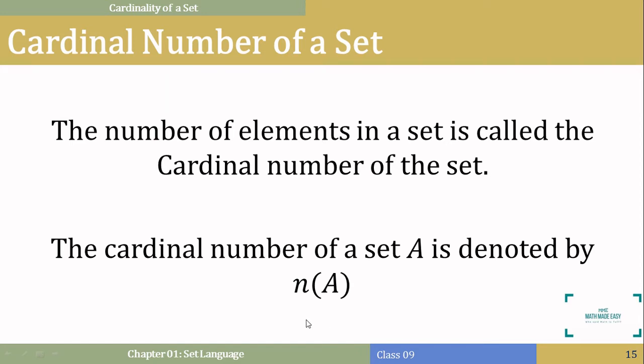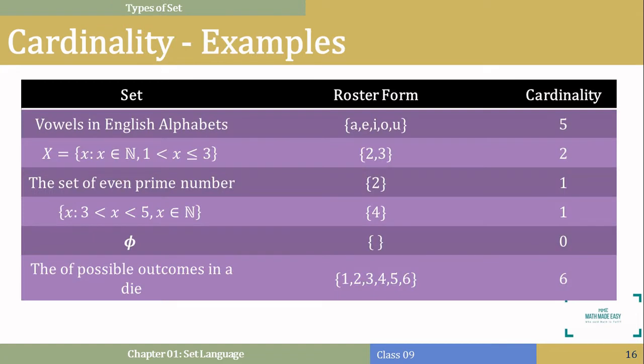Let's clarify this definition with certain examples. Let's take the set of vowels in the English alphabet. We have A, E, I, O, U as the vowels in the English alphabet. So, the number of elements in this set is 5. So, the cardinality of this set is 5. Note that the cardinality of any particular set can be easily found when you convert that set to roster form. You will see why we have converted each set to roster form in the upcoming examples.